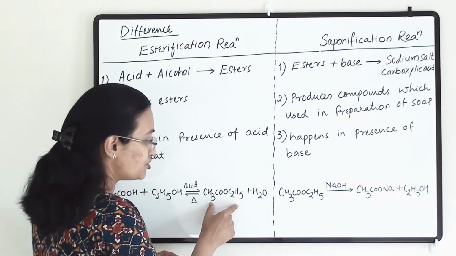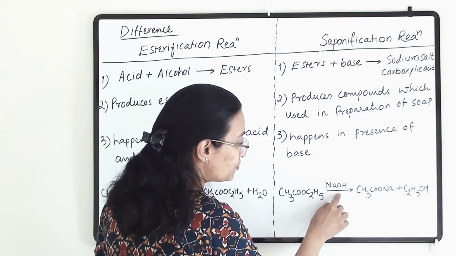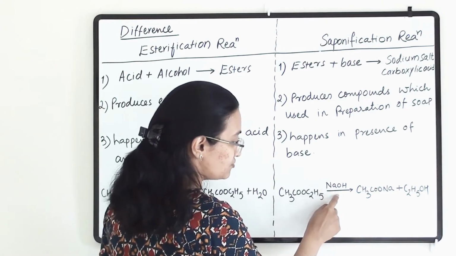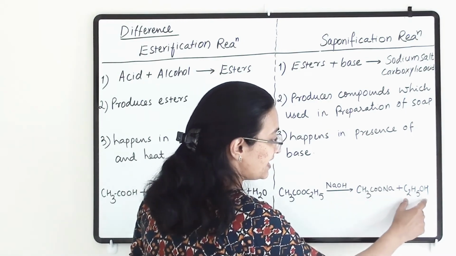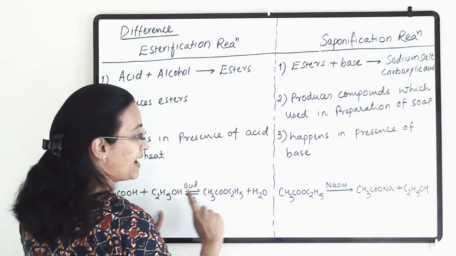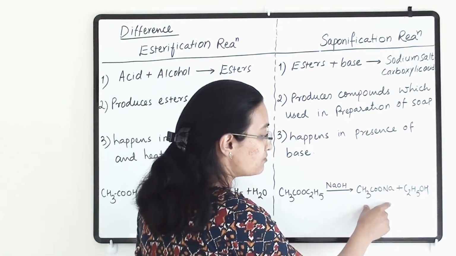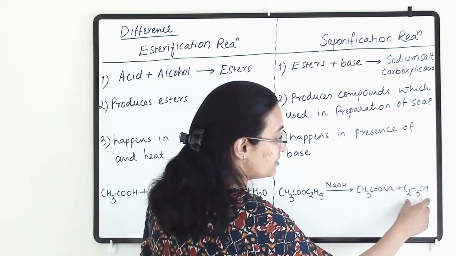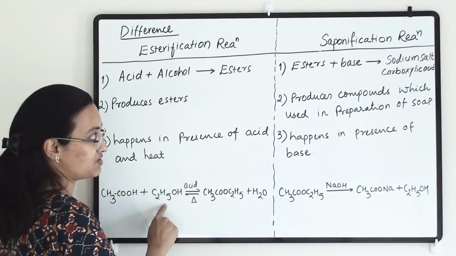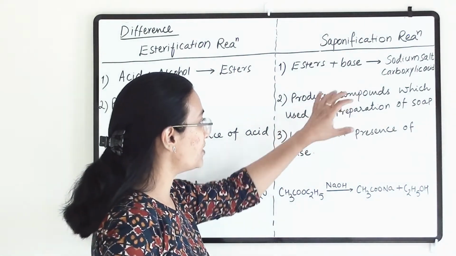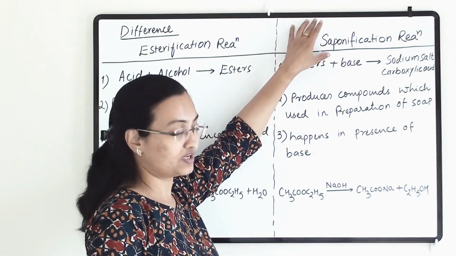The ester which we got from esterification reaction will react with base, that is alkali, sodium hydroxide, and it will give us sodium acetate, and that alcohol we will get back. So sodium acetate, or the sodium salt of acetic acid, we will get along with the alcohol we have used in esterification reaction. That produces a compound which is used in preparation of soap. That's why it is known as saponification reaction.